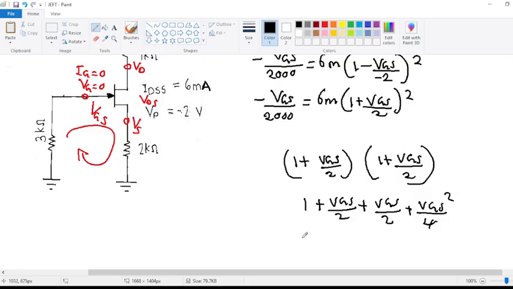Okay, so we have this. So from there, what do we do? 1 plus, these are like terms, VGS over 2 plus VGS over 2, they're like terms, we can add them. So VGS over 2 plus VGS over 2, it's the same as half plus half, which is 1 over 2 VGS plus 1 over 2 VGS. We're going to have a VGS plus VGS squared over 4. So we're going to have this. From there, this is what we are going to write here. Okay. So I will erase this part.